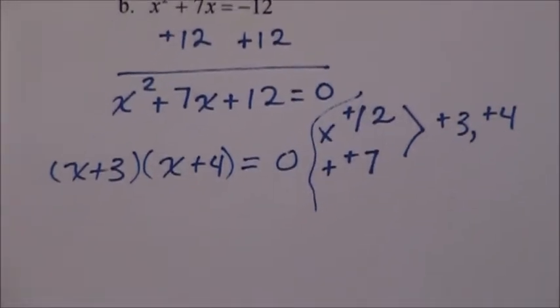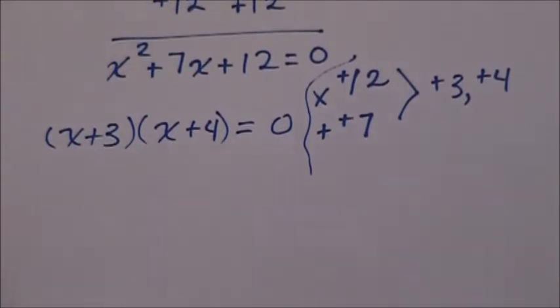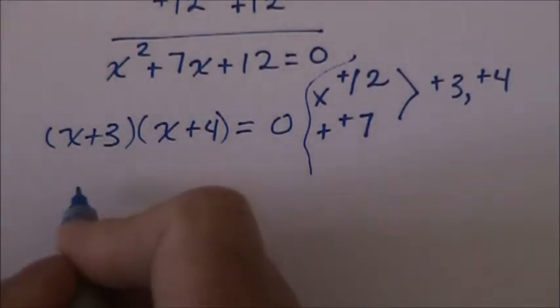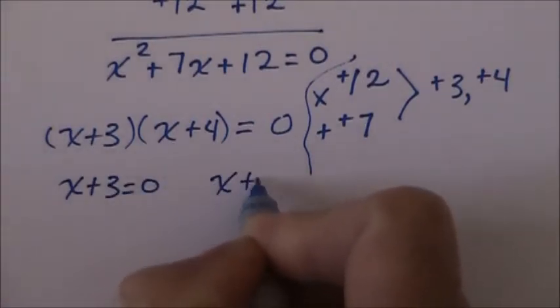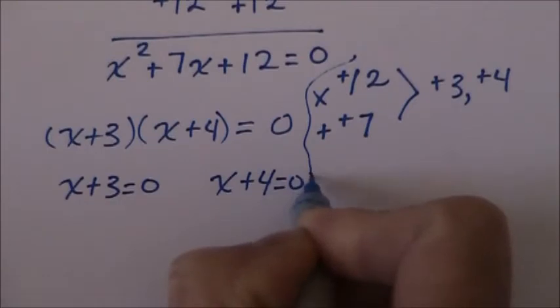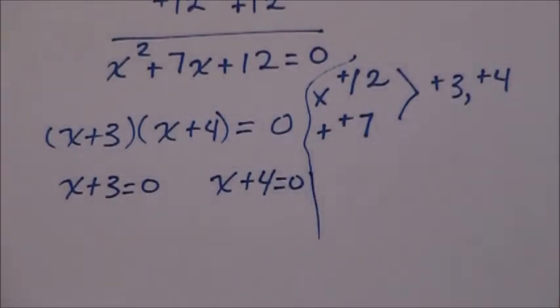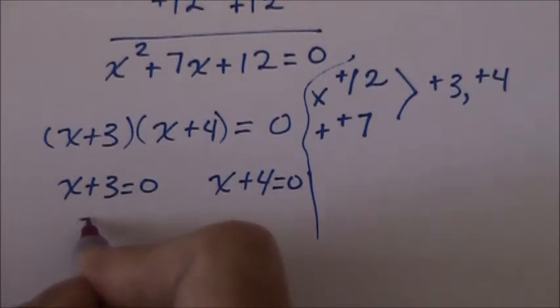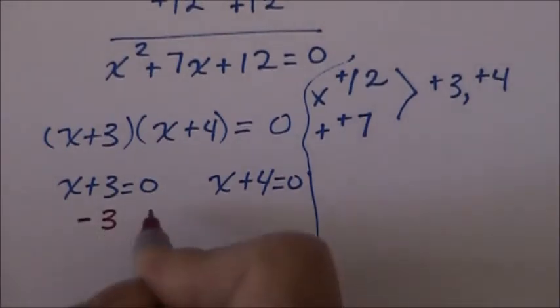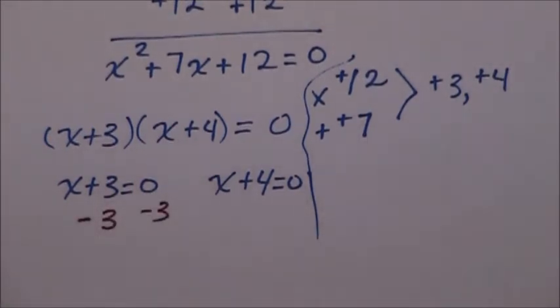And at this stage now, we're going to take each set of brackets, make it equal to 0, and solve for x. So we have x plus 3 equals 0, and we have x plus 4 equals 0. Recall, we move to the other side of the equal sign by doing the opposite of what we were doing. So here we are adding. Opposite of adding is to subtract. So we're going to subtract 3 from both sides of the equal sign.